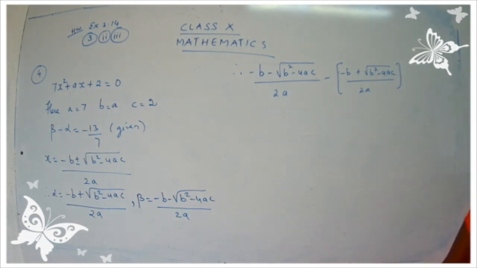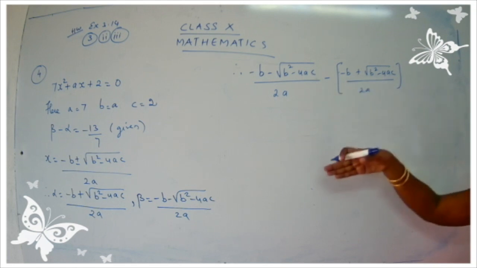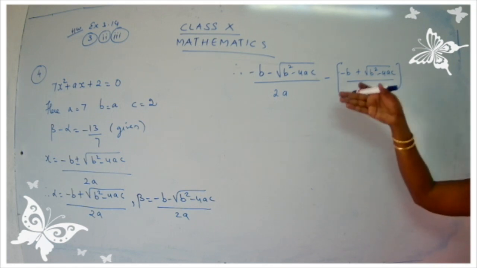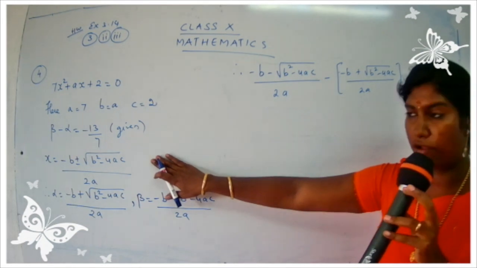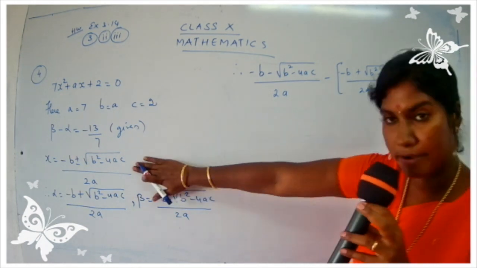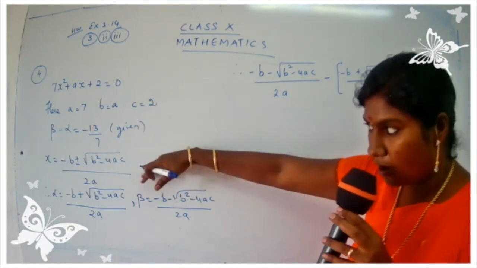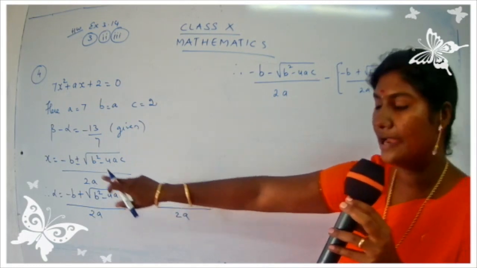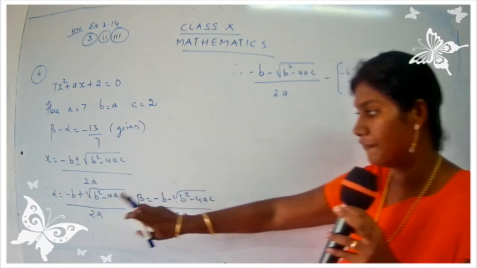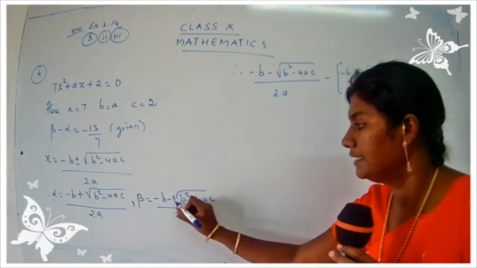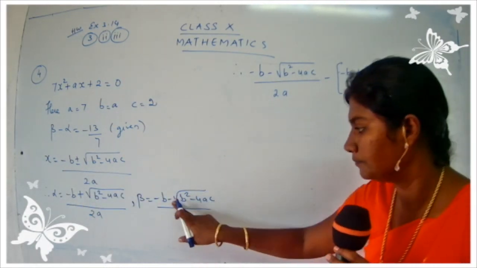Just put your pens down and listen to the explanation, and also you have to just go through the steps so that it will be easy for you to understand. Put your pens down children. So I know the quadratic formula, I have written the quadratic formula, and from the quadratic formula we have taken the value for alpha, that is for alpha we have taken the positive part, and for beta we are going to take the negative part. Clear?